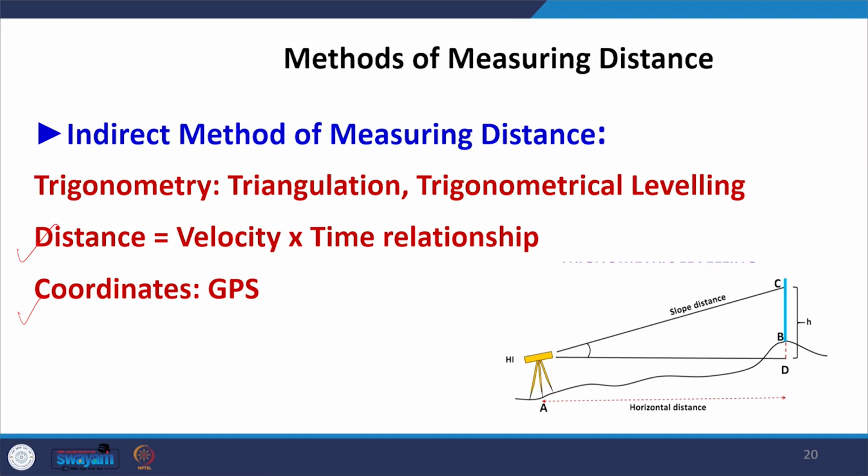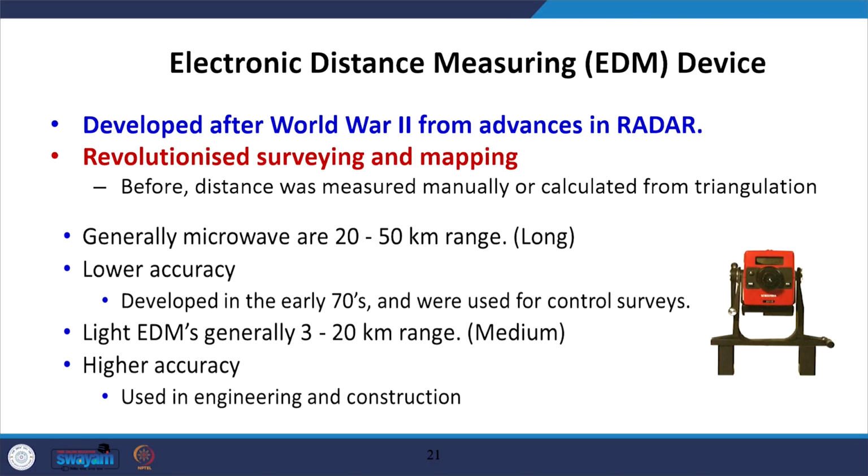So, this is how the technology has changed from the conventional method of measuring distance to the modern approach. Electronic distance measuring devices, which were developed after World War II with the advances in radar, have actually revolutionized the surveying and mapping job, because they are able to give us very long distances.